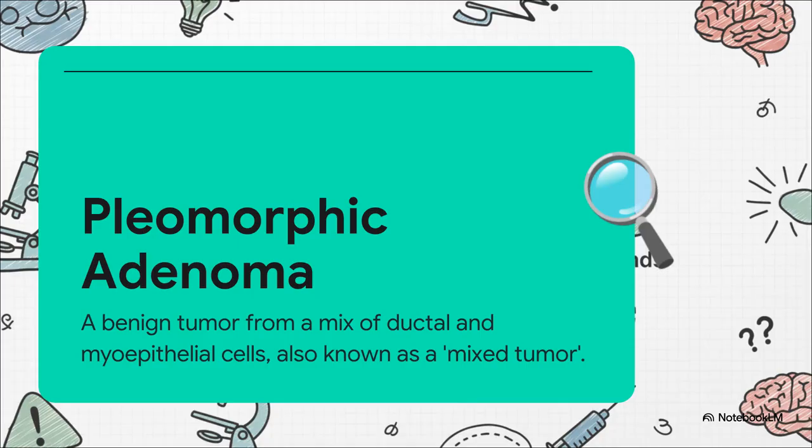So what is it? Well, it's a benign, slow-growing tumor. People sometimes call it a mixed tumor, and that's just because under a microscope, it looks like it's made of a mix of different cell types. It's really the classic example you think of for these glands, the most common type by far.